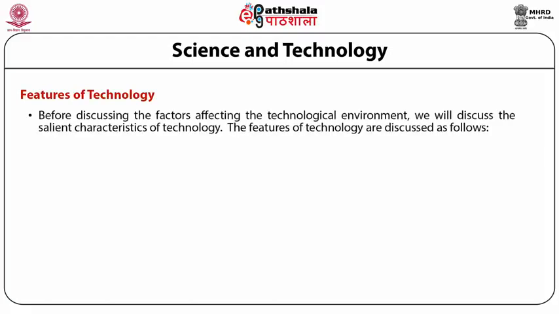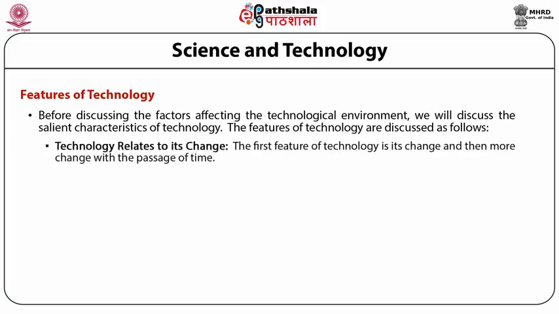Before discussing the factors affecting technological environment, we should discuss the salient characteristics of technology. The features of technology are discussed as follows. Technology relates to its change. The first feature of technology is its change, and then more change with the passage of time. Technology stresses change on people whether they are ready for it or not.